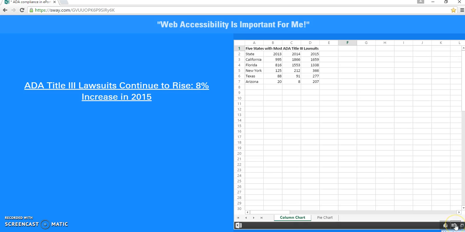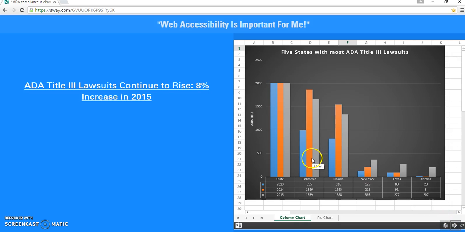Then we have on the screen ADA Title III lawsuits that continue to rise. Last year in 2015, lawsuits rose 8% because of content not being accessible on the web. In the graph you see which states are sued the most. California, as you can see, is the highest, Florida is the second highest, then New York, then Texas. Depending on the year, these states vary. It's not the same statistics every year.